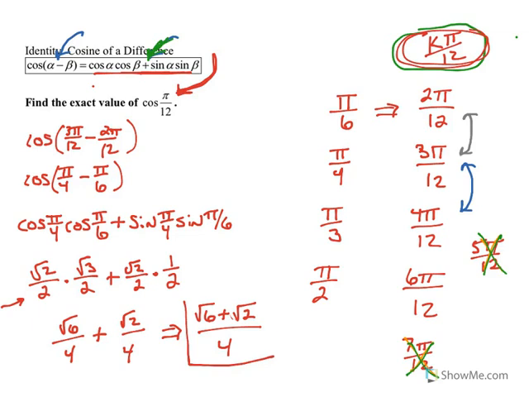Again, you can check this on a calculator. Just make sure when you put it into a calculator, make sure you're in radian mode. Do cosine of pi over 12 when you're in radian mode, and look at the decimal approximation. And if you type in cosine pi over 12 into the calculator, you should get a decimal approximation of about 0.9659.